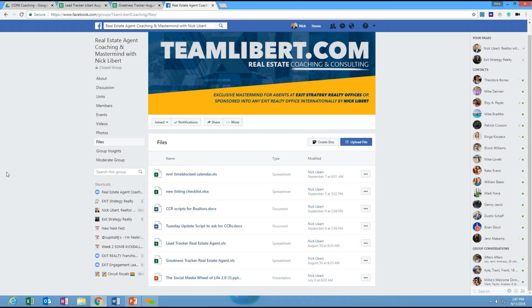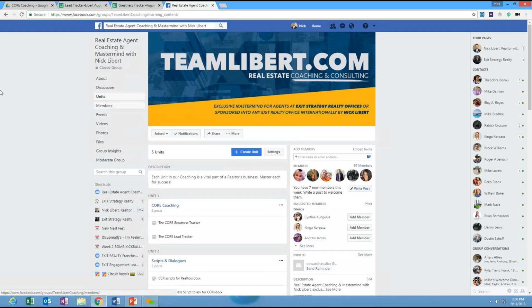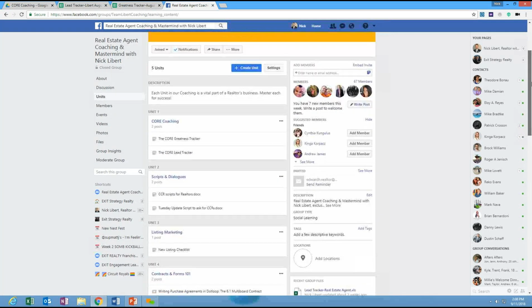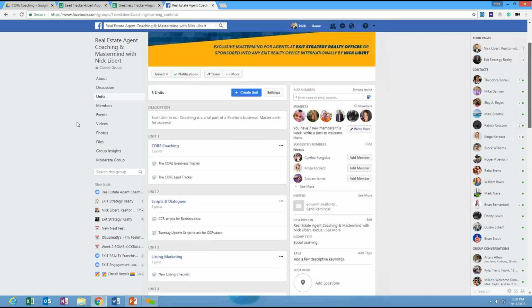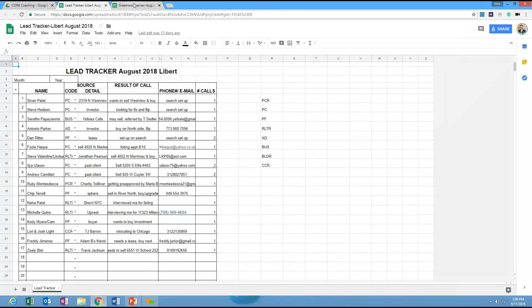And that is where we're going to be talking today. So we're going to talk about both the lead tracker and the greatness tracker today. I originally had this split up into two segments, but I'm so passionate about this, I want you to do this now with us in one fell swoop. Also, one more thing about the Facebook group before we get into the actual documents themselves. Go under units, and in the units conversation, you will see different posts and different conversations, and we're going to have a lot more coming to you in the core coaching area as we progress. But the two main documents here are the lead tracker and the greatness tracker. So let's jump into those right now.